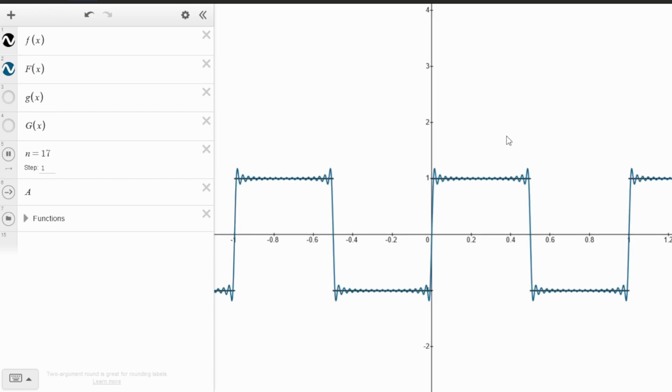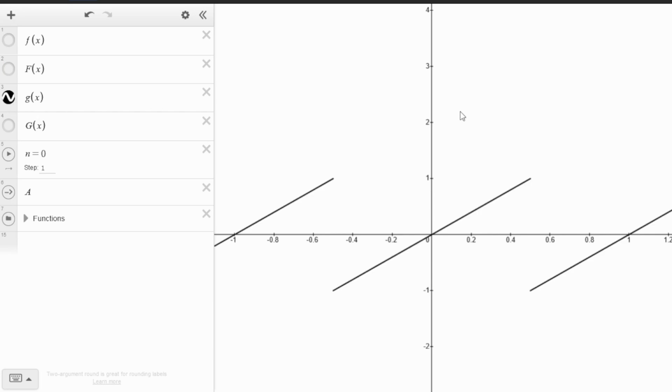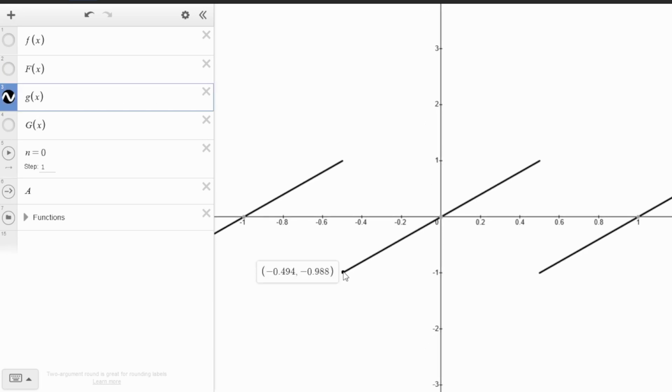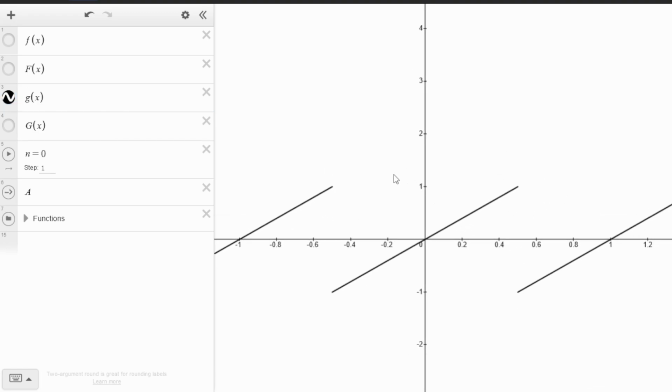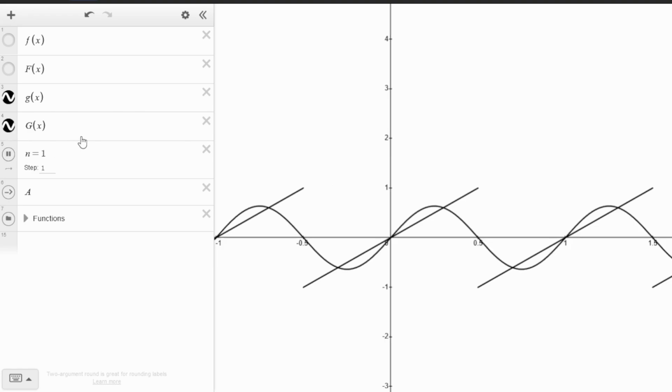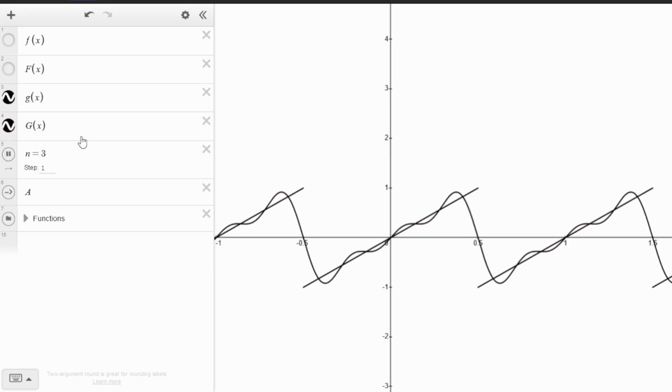Another function which you can try this on, which I have as g of x here, goes up from -1 in a linear way to 1, and then repeats again. This can also be approximated using sinusoids. Here you can see how sinusoids add up to this function.